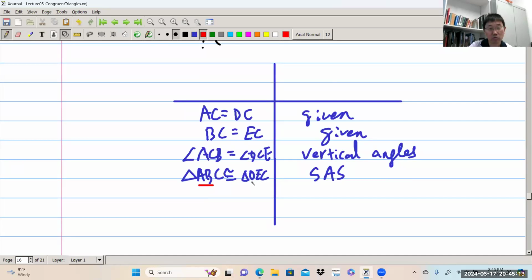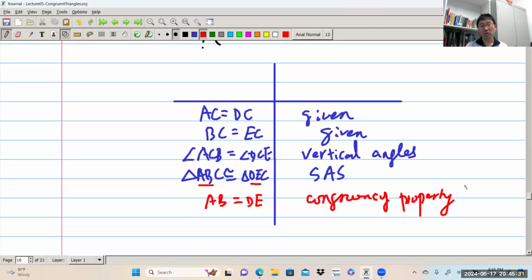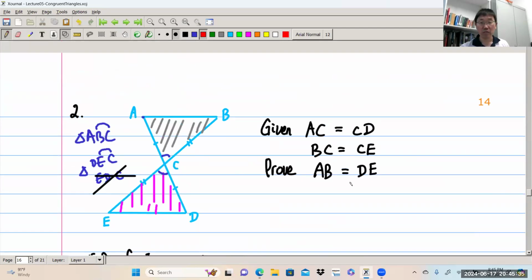And then finally, because these two triangles are congruent, you can claim AB side corresponds to which side? AB side corresponds to DE side, right? According to this writing here. So then you can claim AB is congruent to DE with the same measure. That's due to the congruence property of the triangle. Okay, so we have finished the proof. We have proved AB is equal to DE now. So these two sides are congruent.